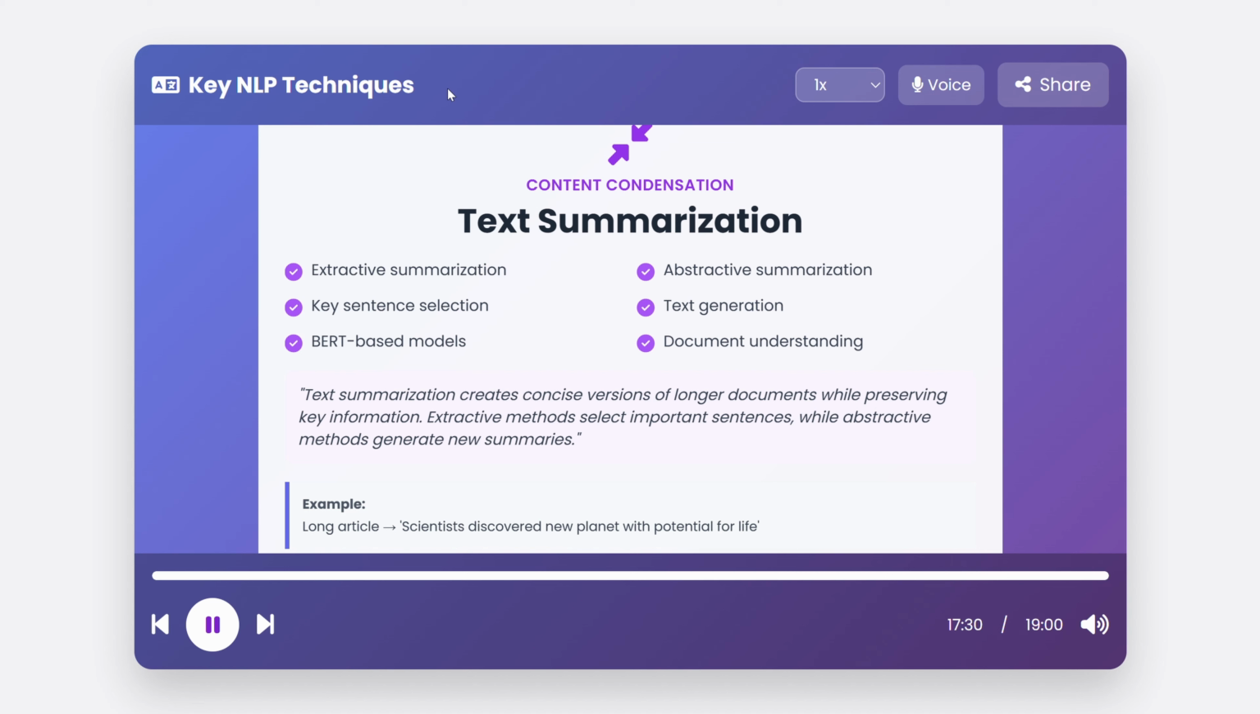This technique is essential for quickly digesting large amounts of information, from news articles and research papers to business reports and legal documents. For example, a lengthy scientific article about climate change might be summarized to, "Scientists discovered new evidence of accelerated polar ice melt, with potential impacts on global sea levels within the next decade."